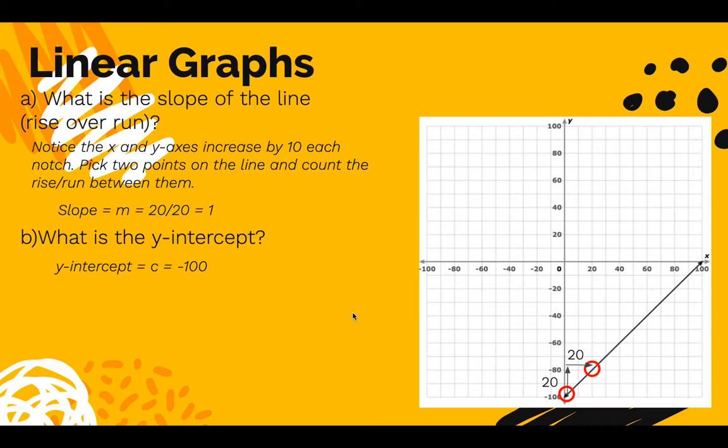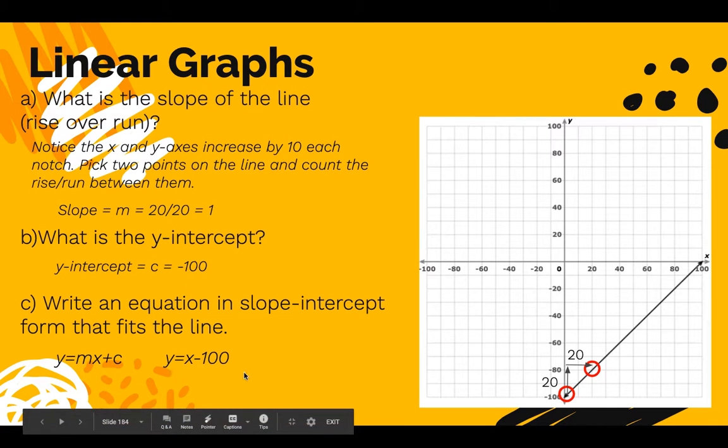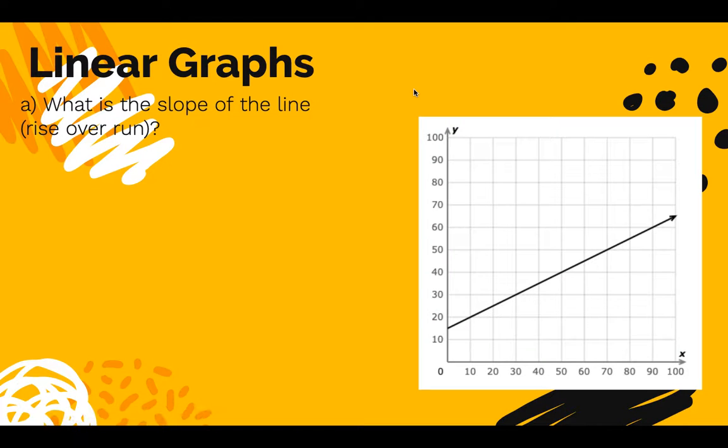The last part is just to write an equation that fits this graph. So in slope-intercept form, where you're using the y-intercept and the slope, the format is y equals mx plus c. So your m is your slope, which was 1 in this example. Your c is your y-intercept, which is negative 100. So you would write the equation as y equals x minus 100. You can pause the video and look at a few other examples.